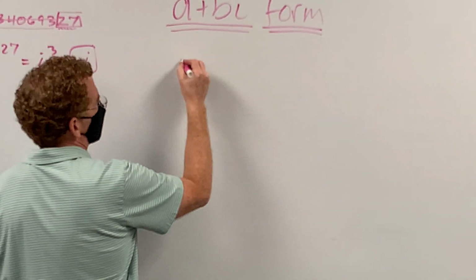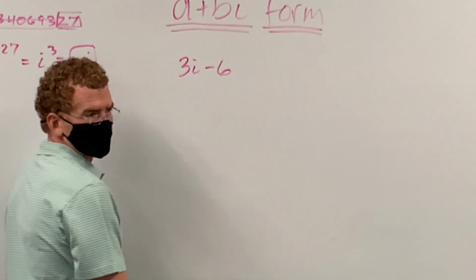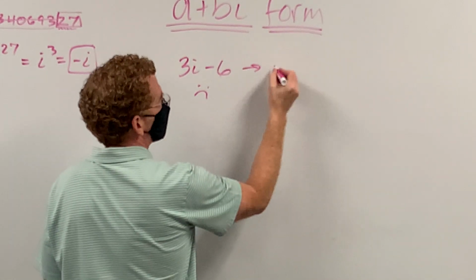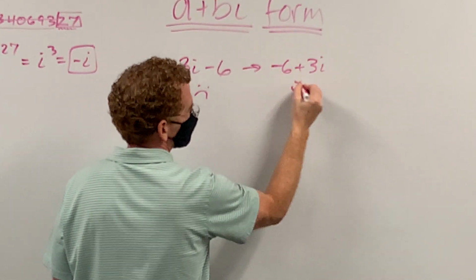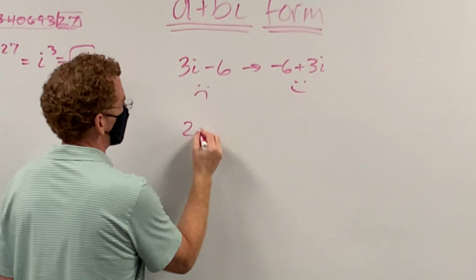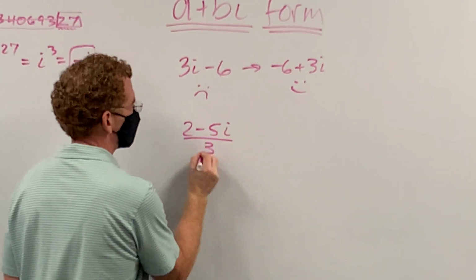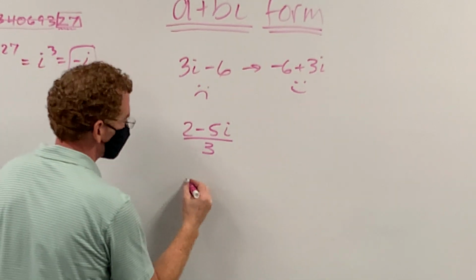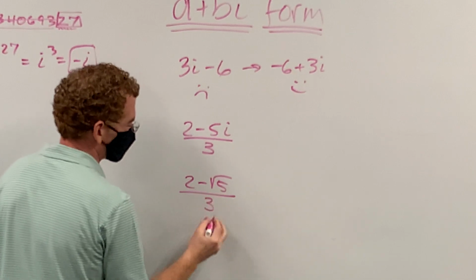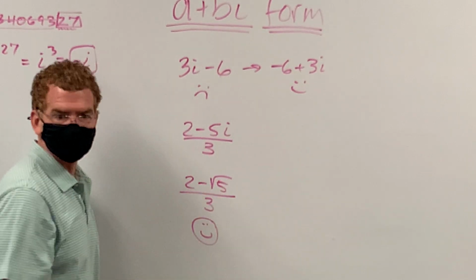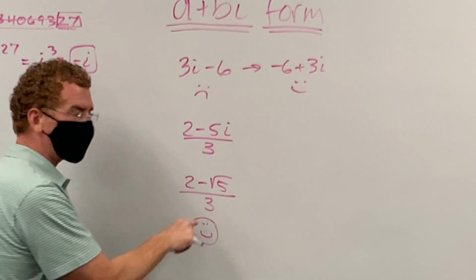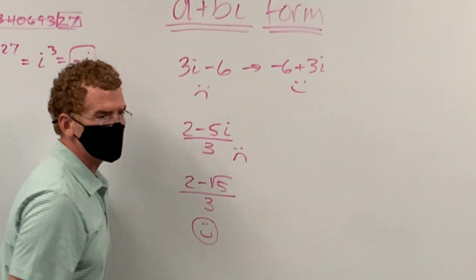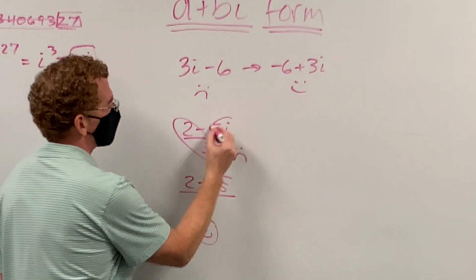Is this a plus bi form? No. You may go, I know what you mean. No. A plus bi form would be -6 plus 3i. Okay? Is this a plus bi form? No, that's very common. Now, it's okay to have something like this, because there's no i in it. That is better if there's no i, to have it as a single fraction. But if there's an i in it, no, I've got to split it up.